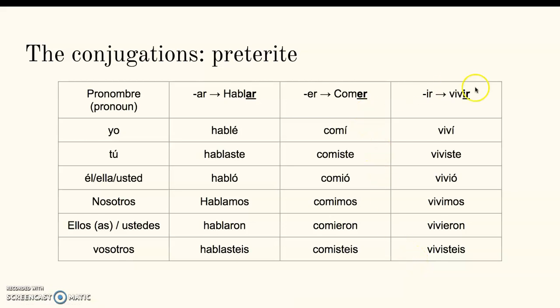And then for comer and vivir, the ER and IR endings, this would be yo comí or yo viví, tú comiste and tú viviste, él, ella, usted comió, él, ella, usted vivió, nosotros comimos o vivimos, ellos, ellas, ustedes comieron o vivieron, and then vosotros we can ignore again. So what you can notice here is that the I stays in the IR ending, but the E turns into an I. Because what would you say? You're comeste? That doesn't make sense. It would be comiste. You change it.